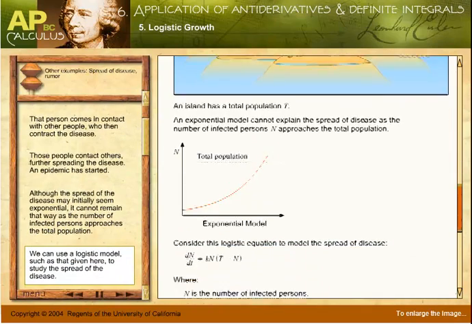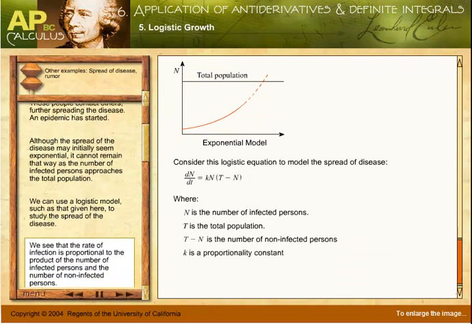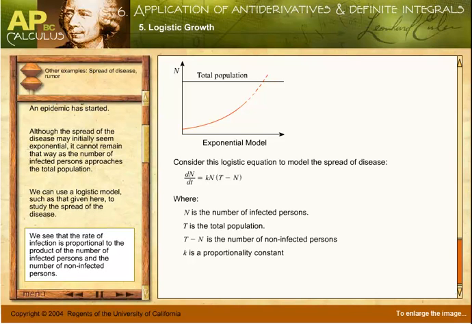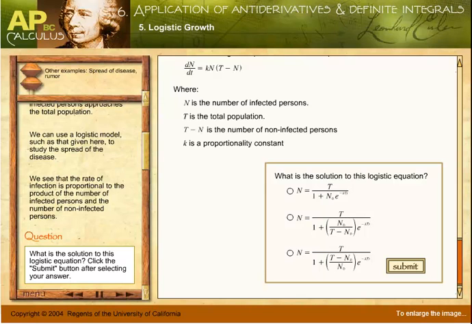We can use a logistic model, such as that given here, to study the spread of the disease. We see that the rate of infection is proportional to the product of the number of infected persons and the number of non-infected persons. What is the solution to this logistic equation? Click the Submit button after selecting your answer.